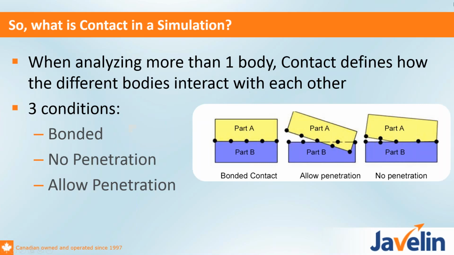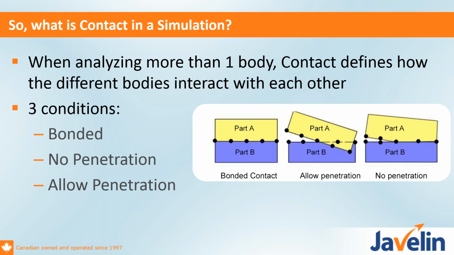What is contact, to start with? Well, when we're analyzing one body in a simulation, we never need to worry about contact. If we just have one part, we just need to go in, tell SOLIDWORKS how that model is restrained, and then how we're going to load the model as well, and then click Run. So we'll see how that load gets transferred, how that model deforms, what the stress is like, etc. But when we have more than one body, we need to define how they interact with each other.